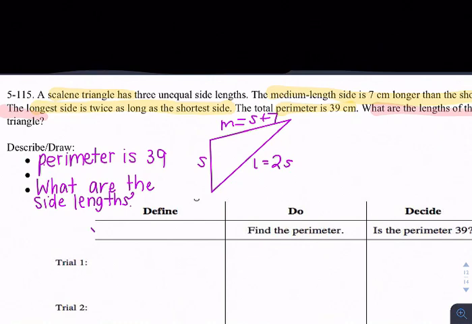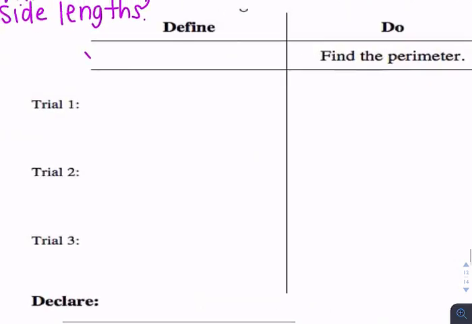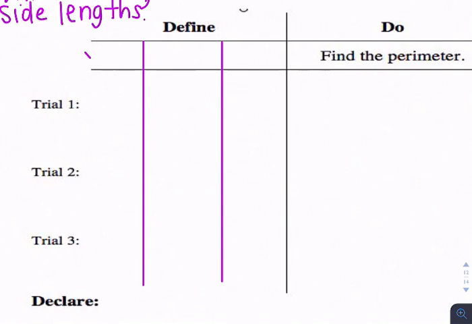So now I'm going to move on to the define. So we have define, do, and decide. In my define section, that is where I'm going to figure out my 3 sides. Since I have 3 sides, I'm going to divide this into 3 sections. Where it's labeled with the trials is kind of unimportant. I could fit more than just those 3 in there, and I might need more than 3, and that's okay.